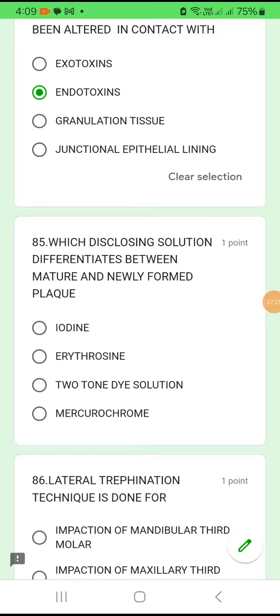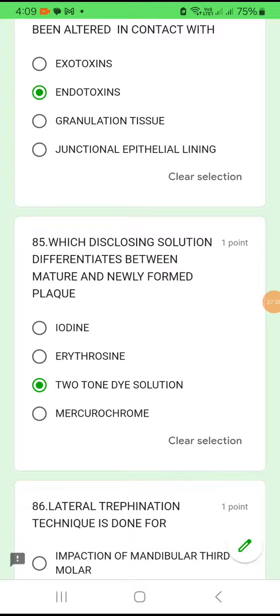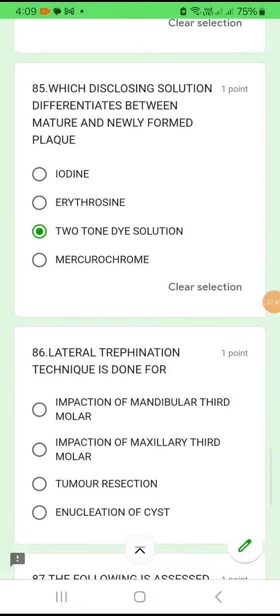Iodine or atherosine or two-tone dye solution or mercurochrome? Okay, so the disclosing solution differentiating between mature and newly formed plaque is two-tone dye solution, option C.